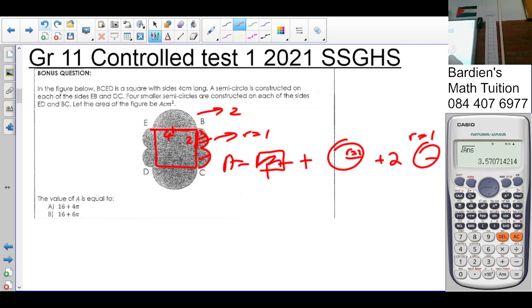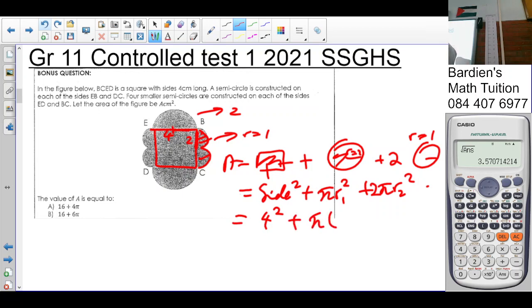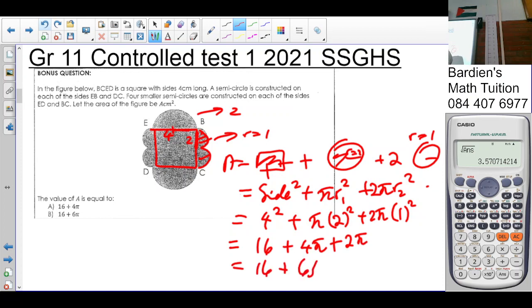Since it's the area, we're going to work out the areas of these shapes. The area of a square, the side squared, plus the area of a circle, pi r squared, that is the radius 1, plus pi r squared with radius 2. Okay, so that would simply be 4 squared, which is 16, plus pi, your radius here is of course 2, 2 squared, plus 2 times pi, your radius of course in this case is 1. So that's going to give you 16, plus 2 squared is 4, so 4 pi, plus 1 squared is 1 times 2 is 2 pi. So the answer is 16 plus 6 pi. Okay, 16 plus 6 pi.